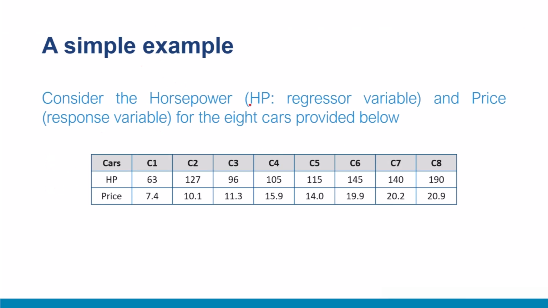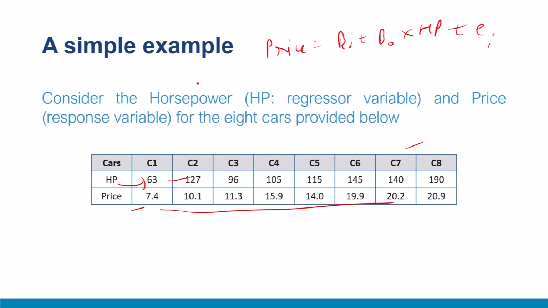Think of a typical two variable problem where you have a regressor variable horsepower, which is given here for 8 observations, and the price, again 8 observations, as the response variable for 8 cars. And we want to run a typical regression model like price equal to beta naught plus beta 1 into HP plus an error term. Now, here we can model these error terms in a very simple fashion.